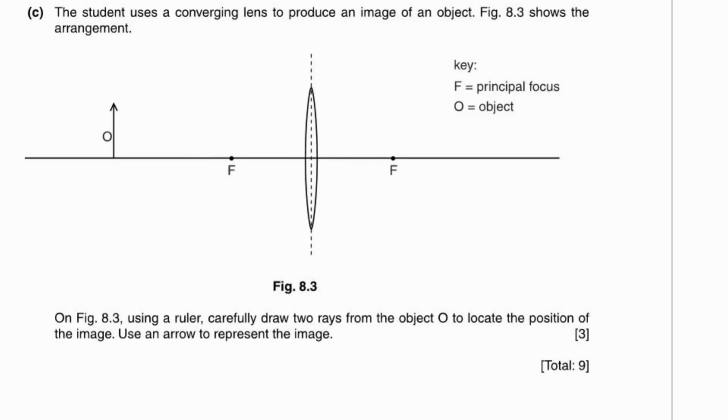C. A student uses a converging lens to produce an image of an object. Figure 8.3 shows the arrangement. On figure 8.3, using a ruler, carefully draw two rays from the object O to locate the position of the image, using the arrow to represent the image. Alright. Well, the first line I'm going to draw straight through the centre of the lens and straight on. Second line I'm going to draw is through the focal point on the same side of the lens to the centre line, and then of course from there straight on.